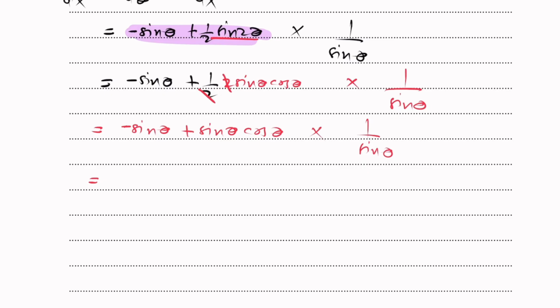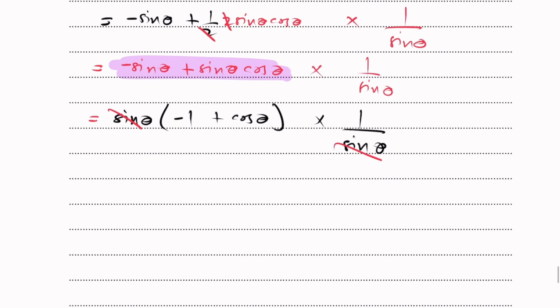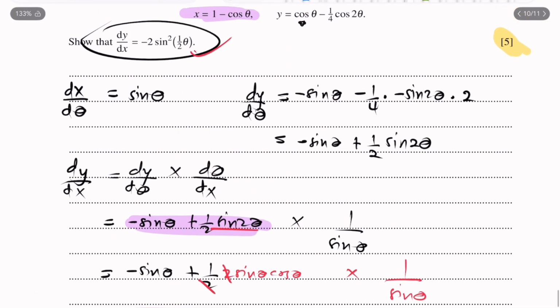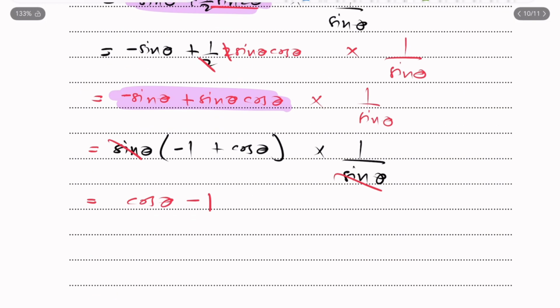Okay, so what can I do here? We cannot add these, but we can factor. So I'm going to factor sine θ out. If I factor sine θ, I get negative 1 plus cos θ, times 1 over sine θ. Oh, that's good, so this and that will cancel, right? And we are left with cos θ minus 1. So this is where we are.